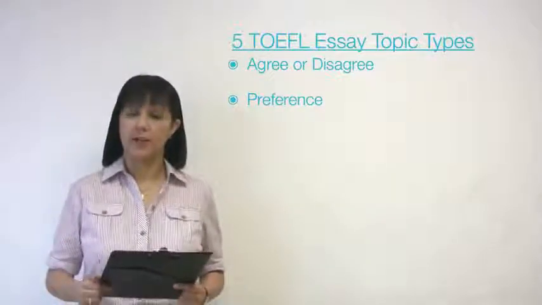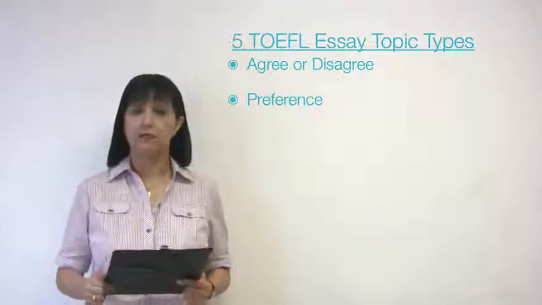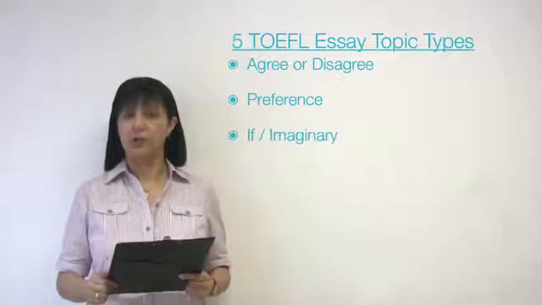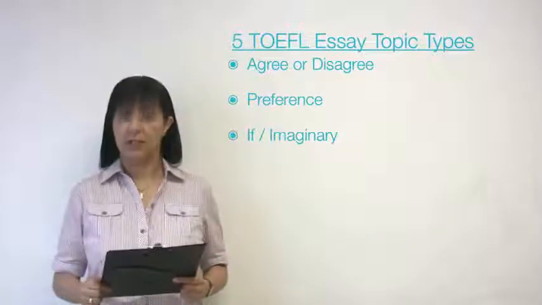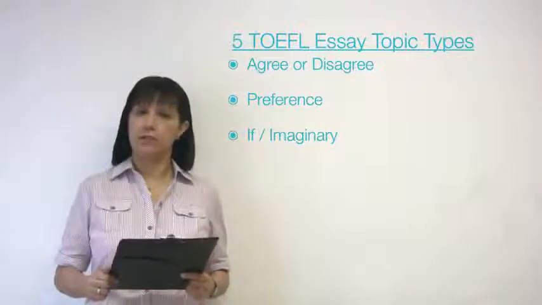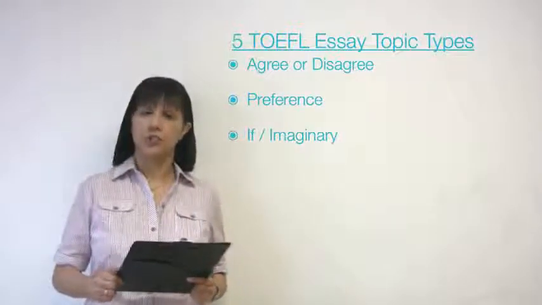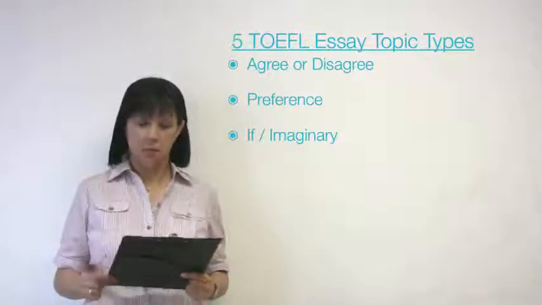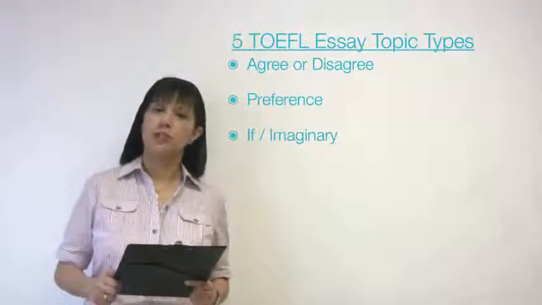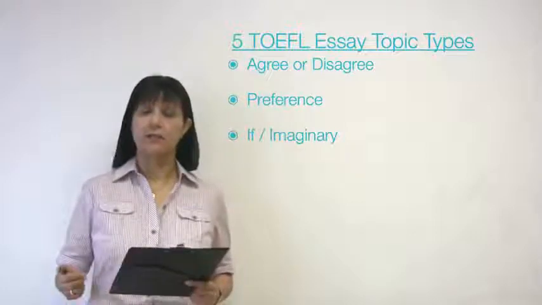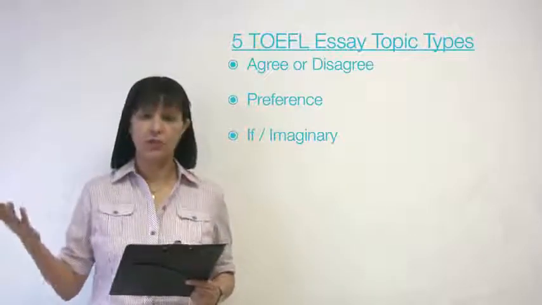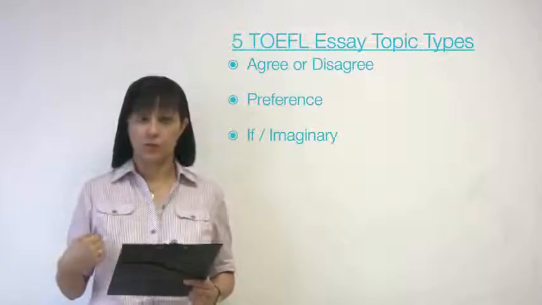The third type of essay question that you could get on the TOEFL iBT independent writing is an if question or an imaginary question. An example of this is, if you could visit any country in the world, which country would you like to visit? Or, if you could meet a famous person, who would you like to meet? So again, this is sort of an imaginary question or hypothetical situation that they're asking you about.